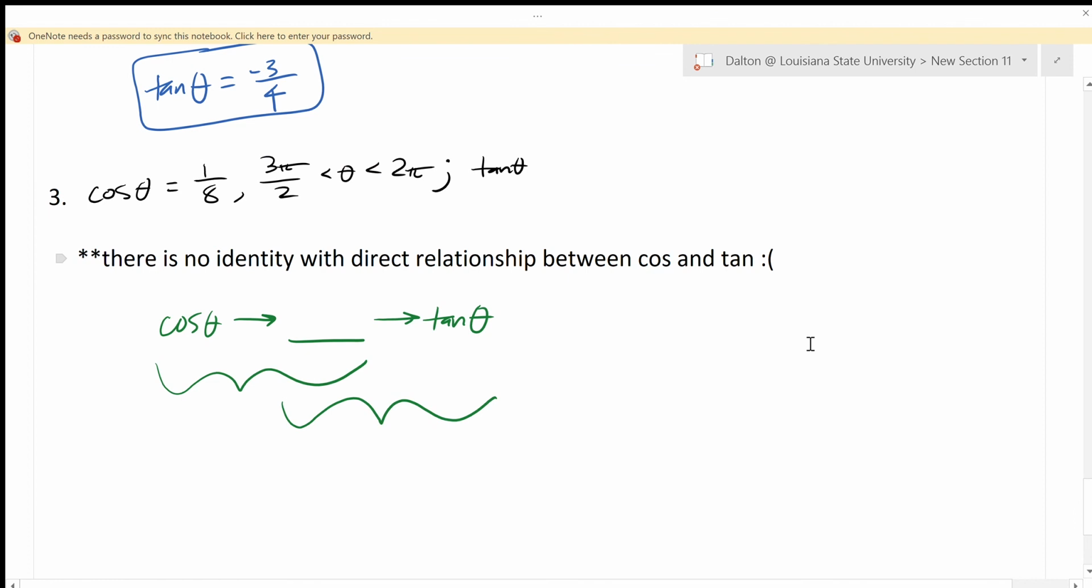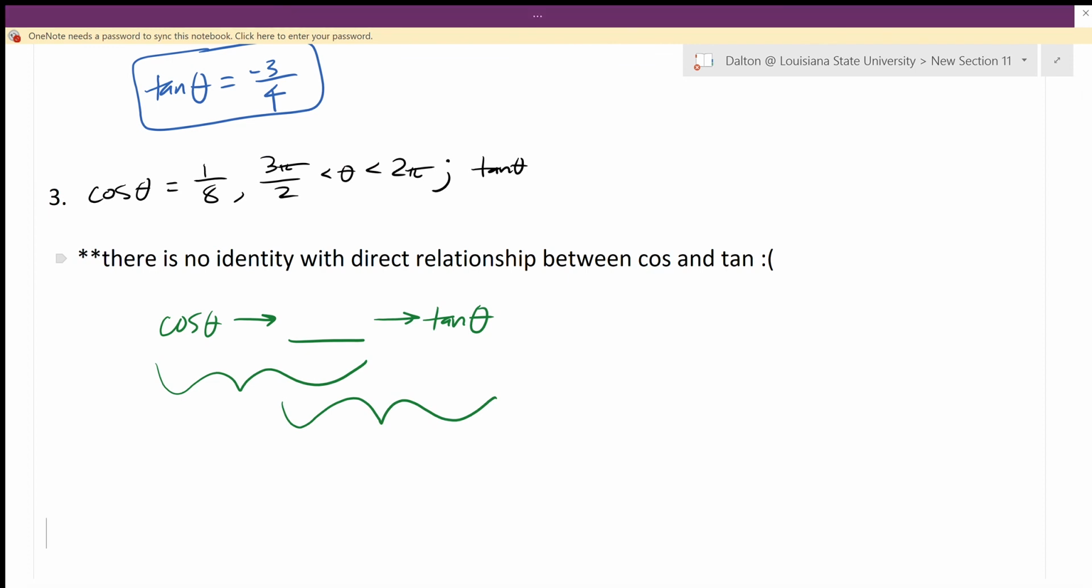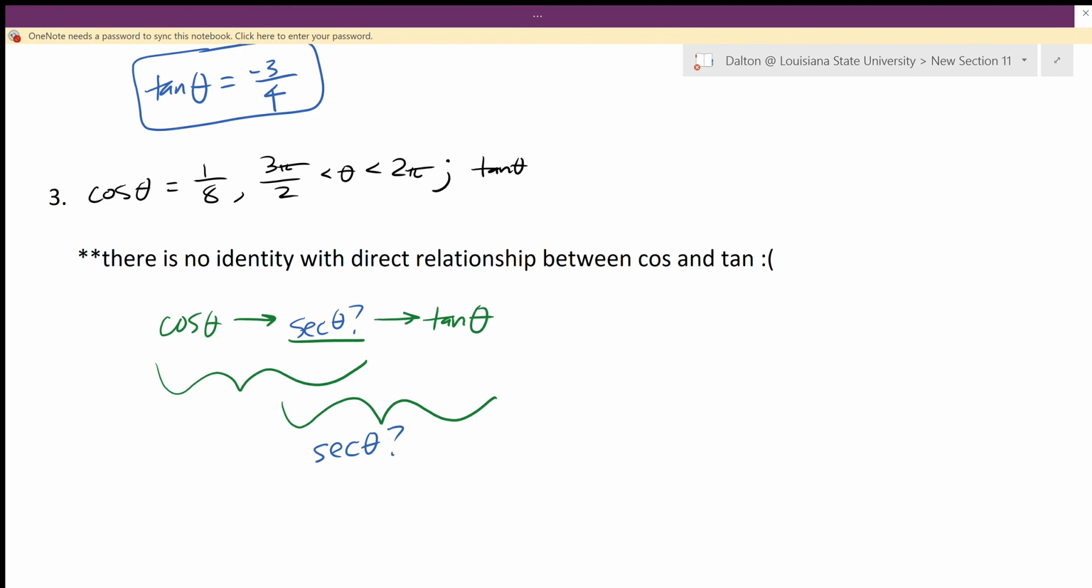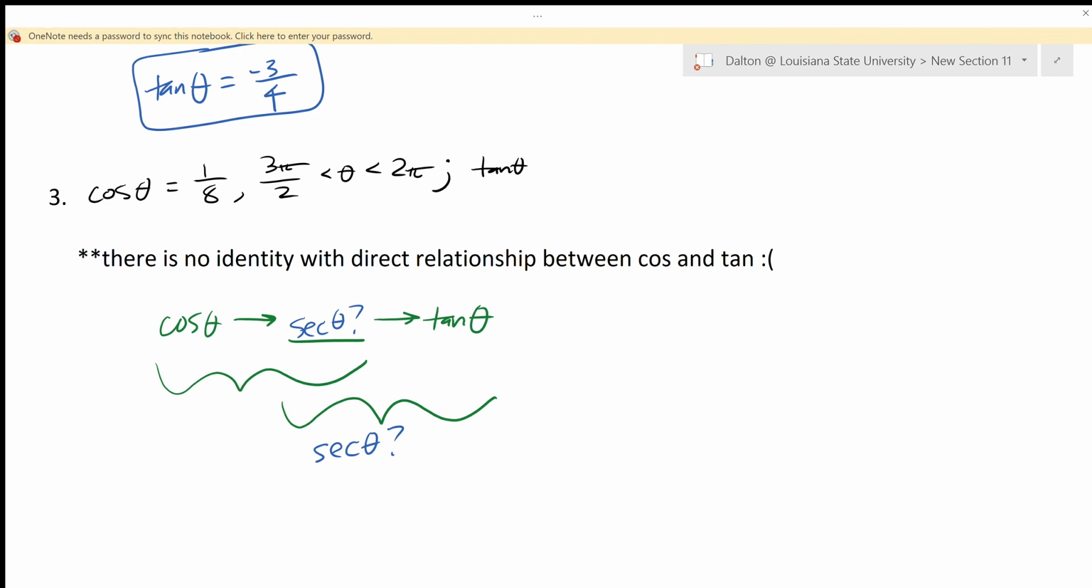Yeah, so what Zach has suggested, you have 2 options. The first time I did it, I did sine as my intermittent trig function, but if you actually do secant as the middle one, I guess I could write it here, then you'll actually get to it with a lot easier algebra.